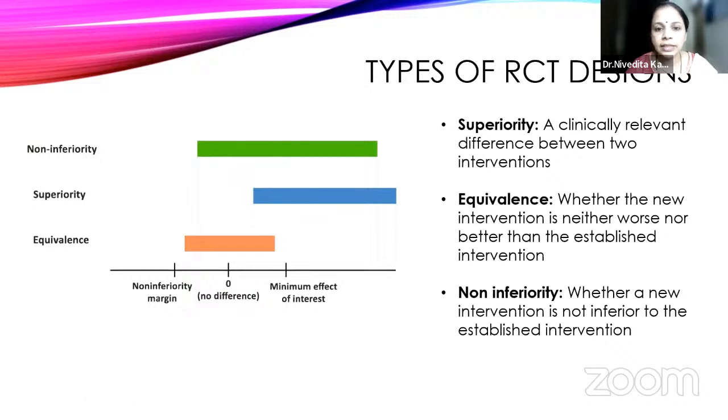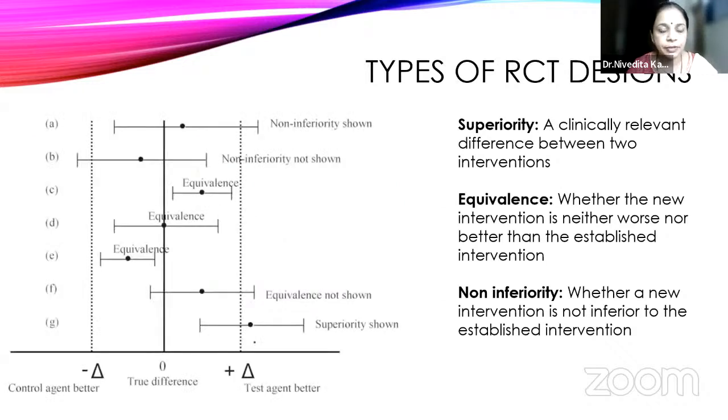So based on what the hypothesis is and what we are trying to do, these are the different types of study designs. Again, to just reiterate this, here, since the 95% confidence interval in study A is crossing the non-inferiority margin, non-inferiority has been established. Here, since it is going beyond the margin, non-inferiority is not established.